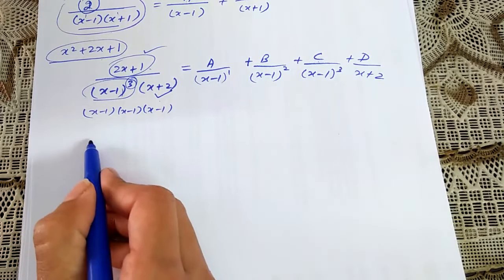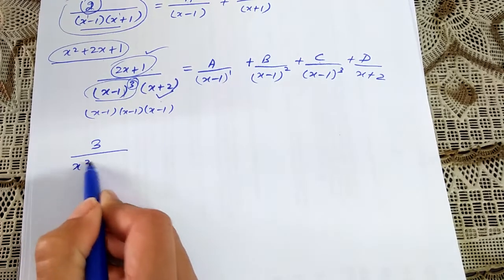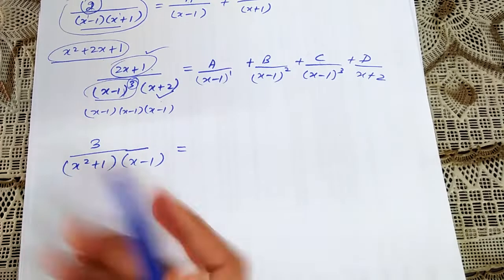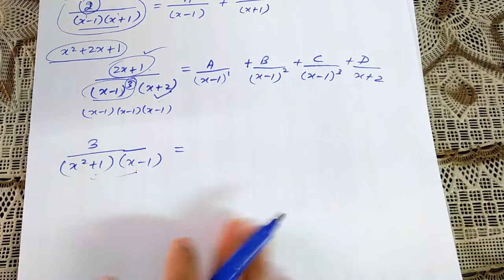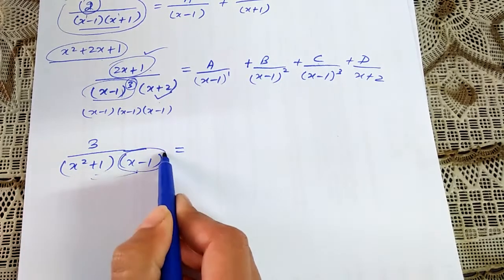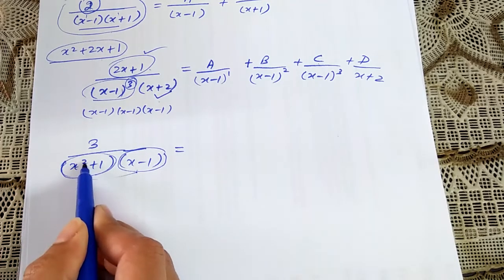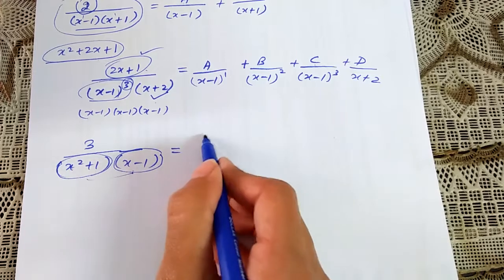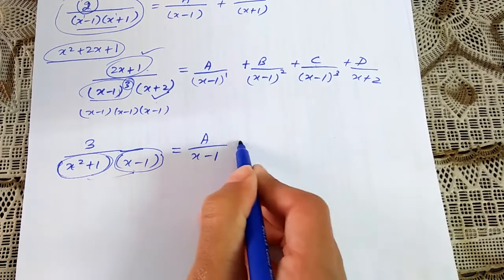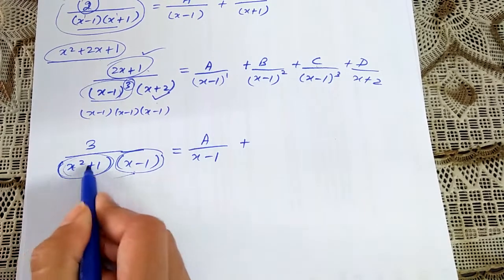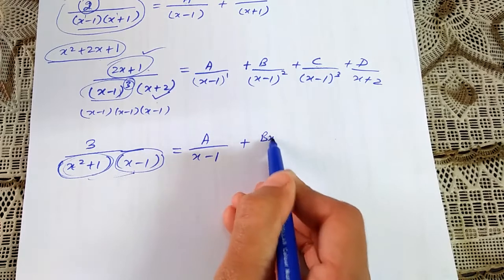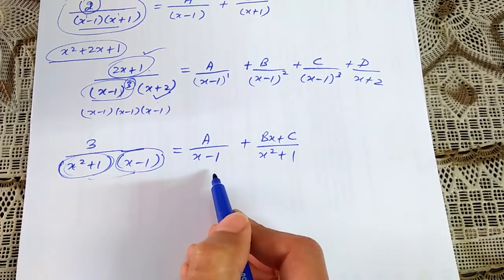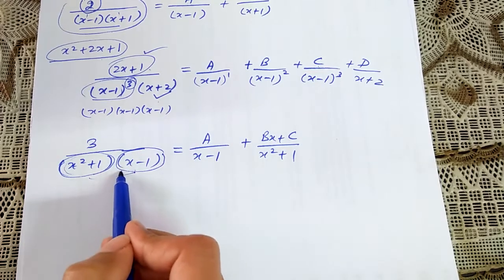For example, you have 3 over x squared plus 1 into x minus 1. After factorization, for example, if you got these two brackets, you see x minus 1 is the simplified form. x squared plus 1 is not the simplified form. It has the power 2. It will be written as, just write the simplest one first, A over x minus 1 plus, due to this x squared, you will write here Bx plus C over x squared plus 1 like this. This is another form of the partial fraction.